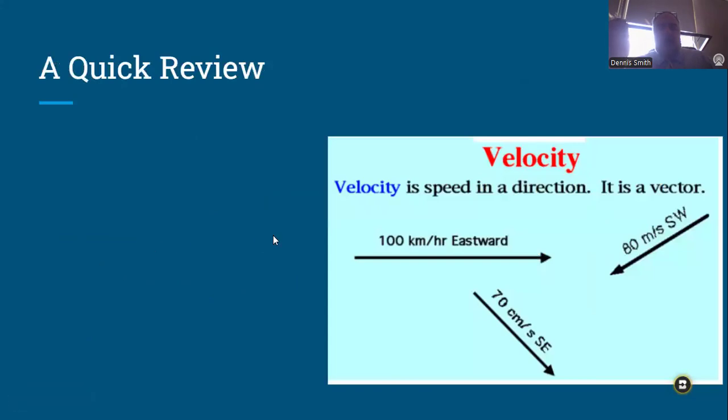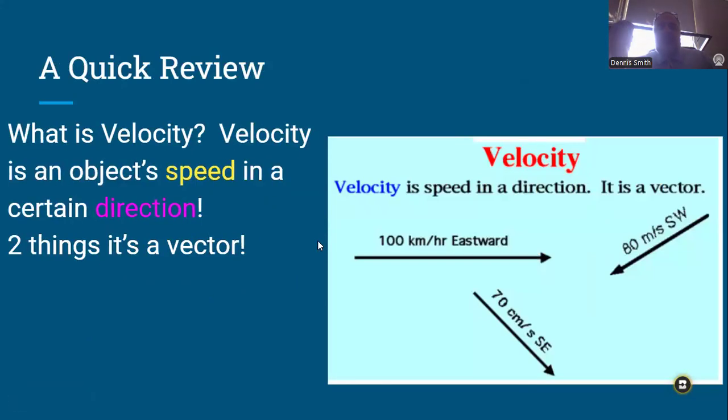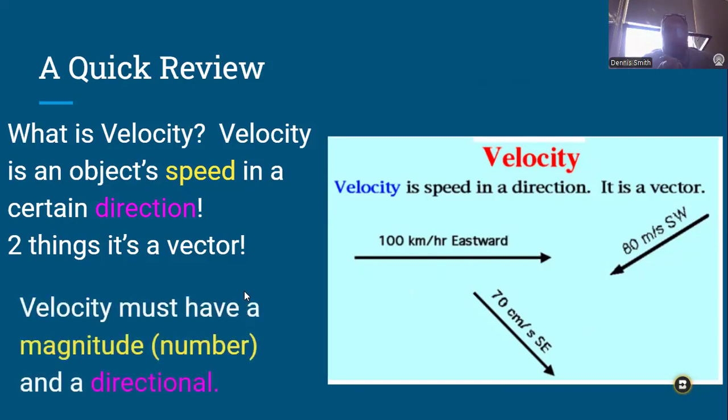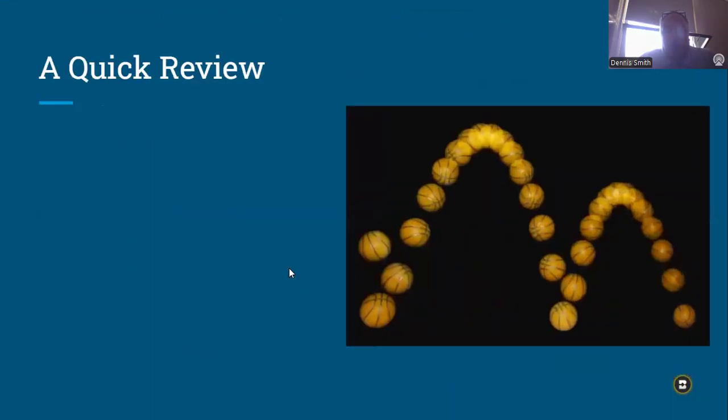All right, so quick review. Velocity. What is velocity? Velocity is an object's speed in a certain direction. It's got both components. Both of those components need to be there because it's velocity. As you can see right here, 100 kilometers per hour eastward, 80 meters per second southwestward, 70 centimeters per second southeastward. So velocity must have both the number and a direction. If it doesn't, then it's wrong, right? If it only has a number, it's speed. It's not a velocity. But if it's asking for velocity and you don't have a direction, the answer is wrong.